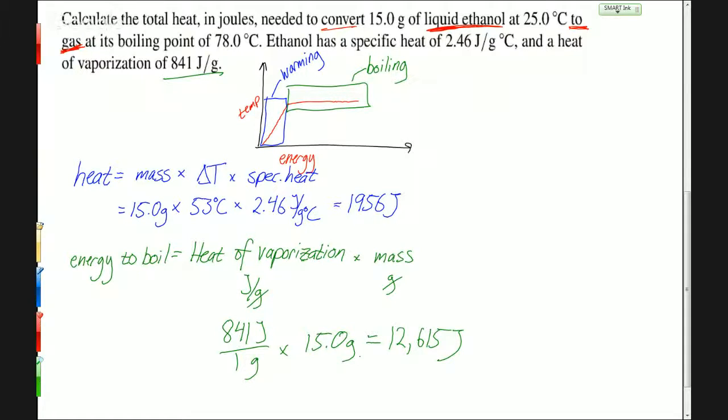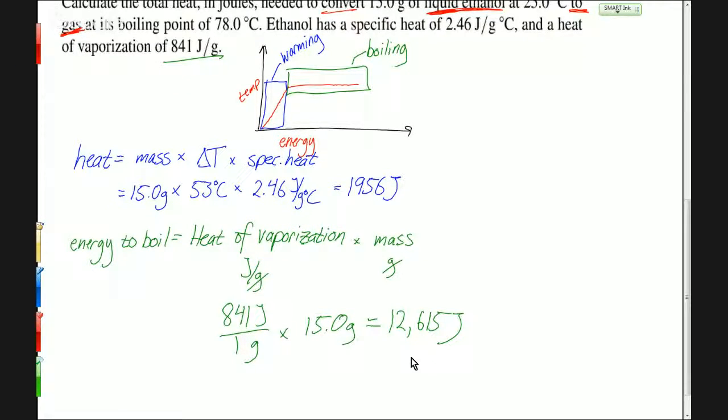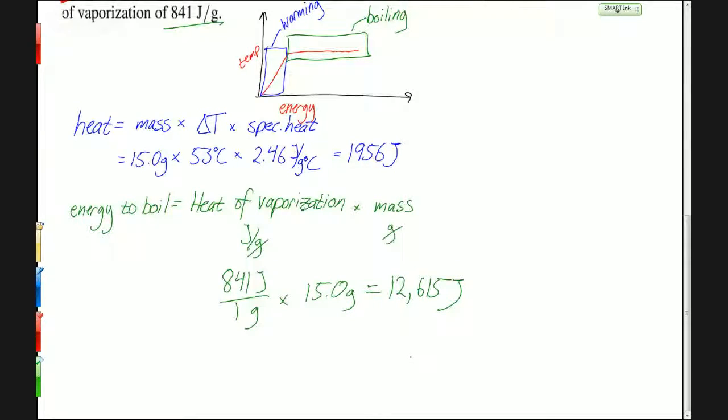So now we have the heat for both parts. You see that? We have the amount of heat it takes to warm it up, and then the amount of heat it takes to boil it. We add those two numbers together, and we have the total heat for the process that's being requested by the question here. So total heat is going to be the sum of the two processes. First, heating it up, and then boiling it.